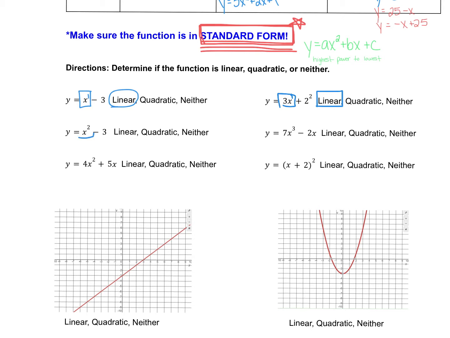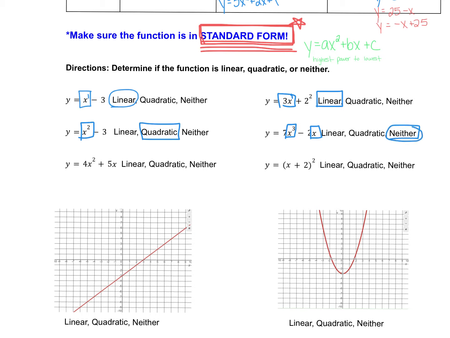X to the second, that means quadratic. Find your x. Oh, this has an x to the third and an x. Okay, so since there's something bigger than 2, I know it's neither. Okay, hopefully that one didn't trick you up.